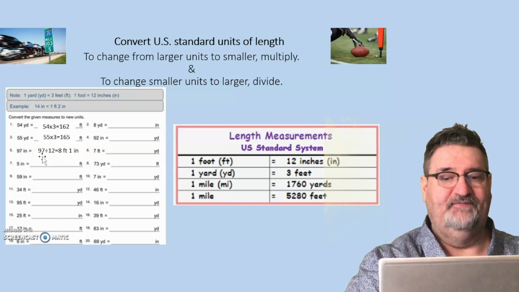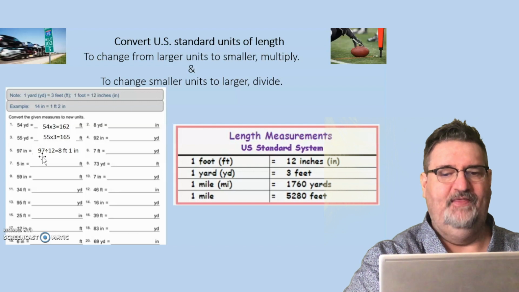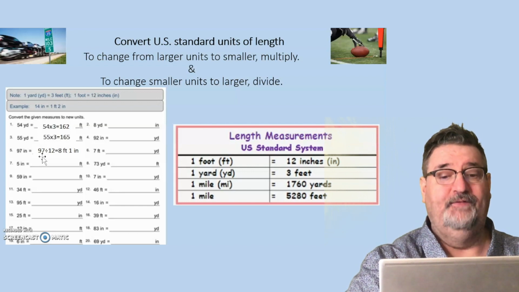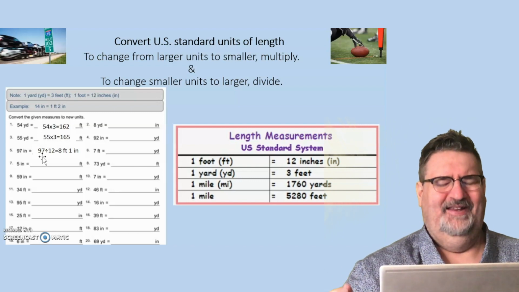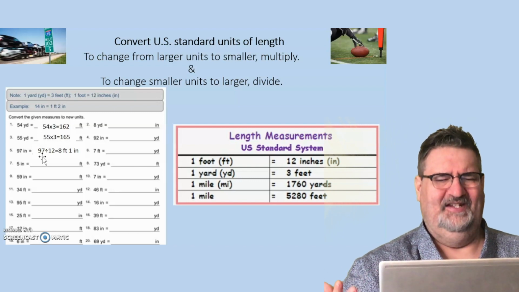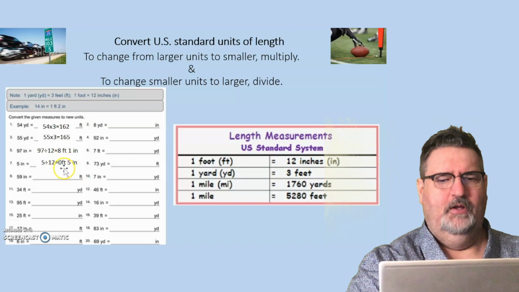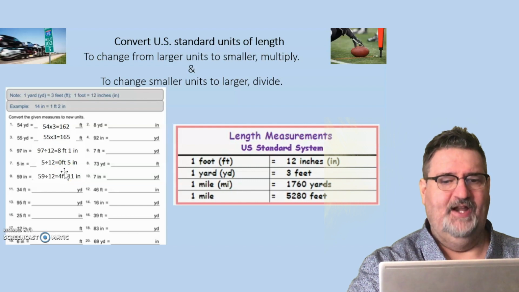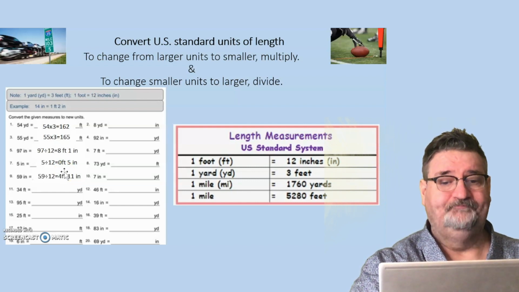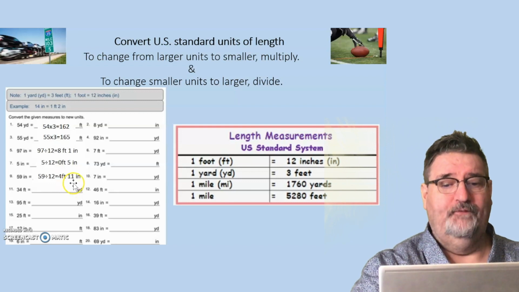The next one is this 5 inches. And we're going to divide that into feet. Well, there's 12 inches in a foot. So the answer starts off to be like 0. And we have 0 feet and 5 inches for that answer. The next one we're going to look at is number 9, and we have 59 inches. We're going to divide that by 12, and we get 4 feet, 11 inches.